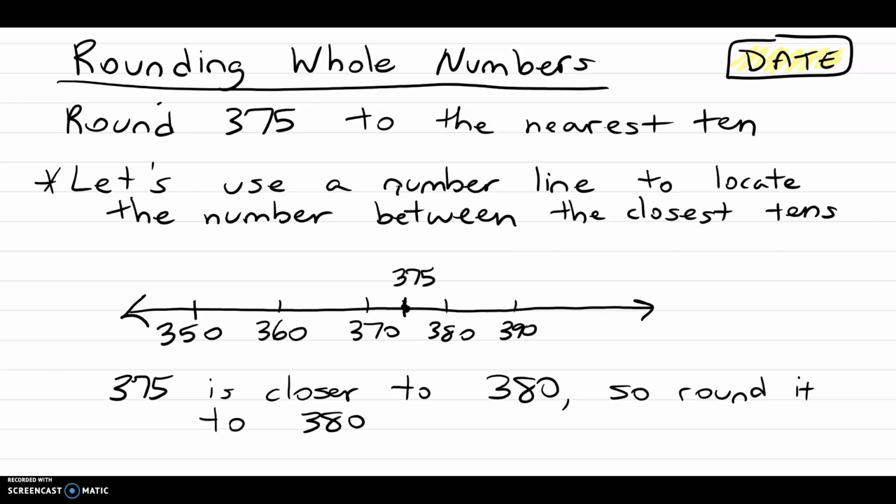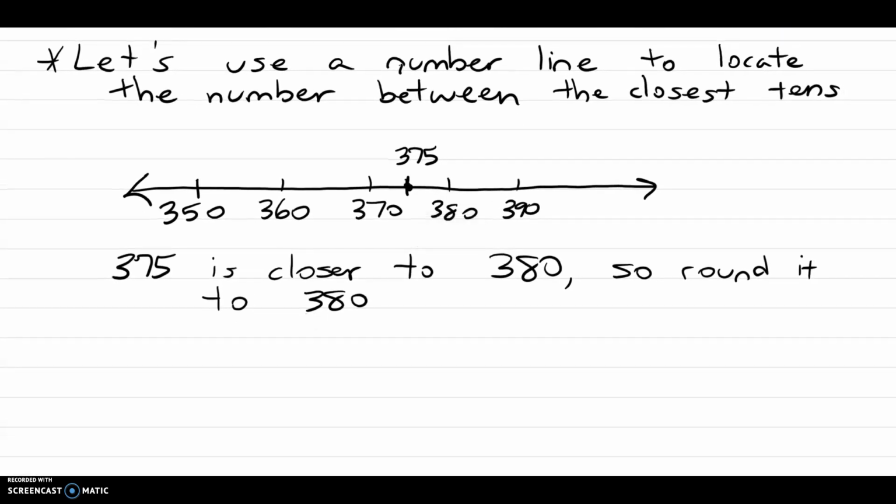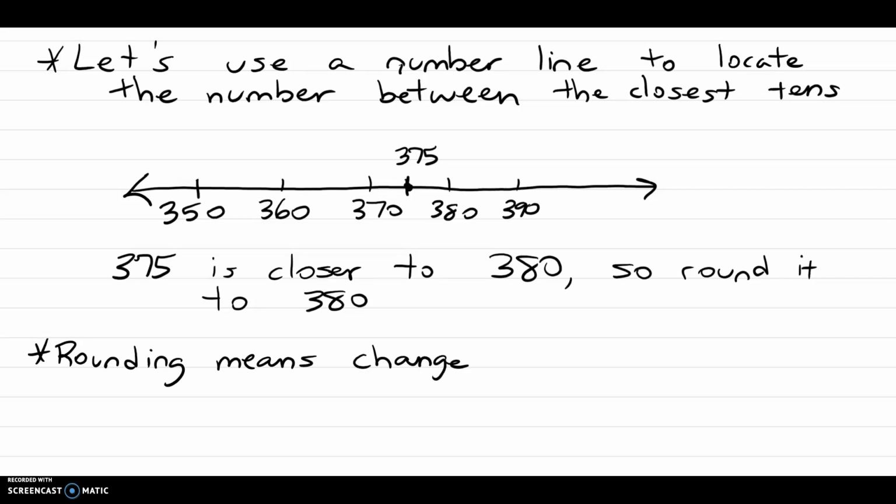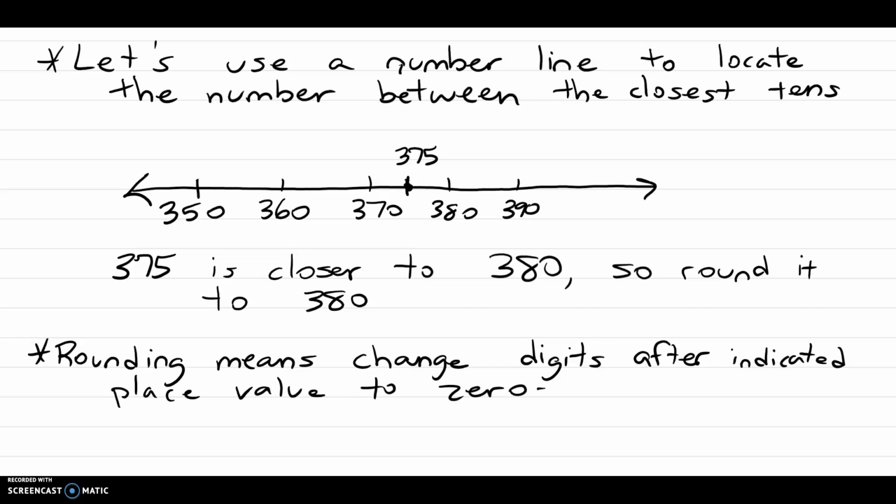If it asks you to round to the nearest hundreds, you'd count by hundreds. If it asks you to round to the nearest thousand, you'd count by thousands, and so on. When you're rounding, it means change digits after the indicated place value to zeros. So you find where the number fits on the number line and then round it to the nearest place value and change the numbers after that to zeros.